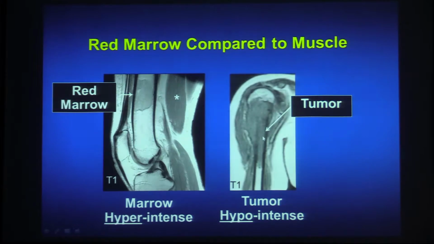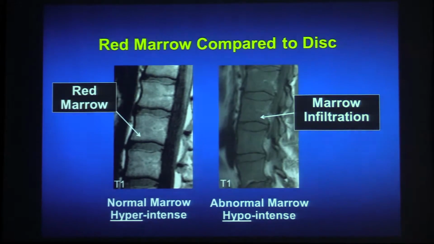But I really want to focus you on the signal intensity of the marrow on the T1 weighted image and comparing it to muscle. So in the extremities, we compare marrow to muscle. What about in the spine? In the spine, we compare the signal intensity of the marrow to the disc, to the intervertebral disc.